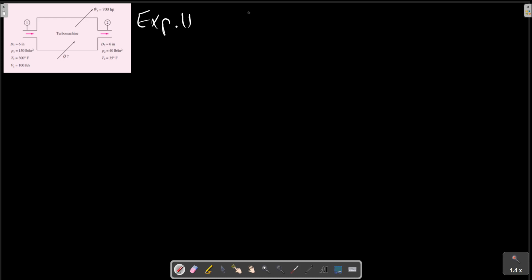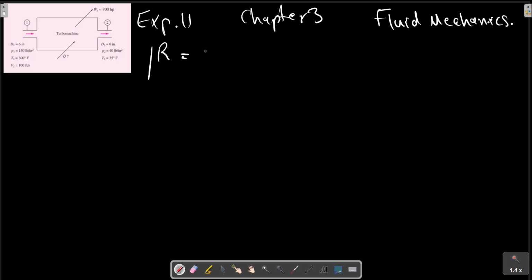Example 11, Chapter 3, Fluid Mechanics. Air with the properties of R equals 1070-760 and Cp equals ... foot per force on slug, right? Foot.